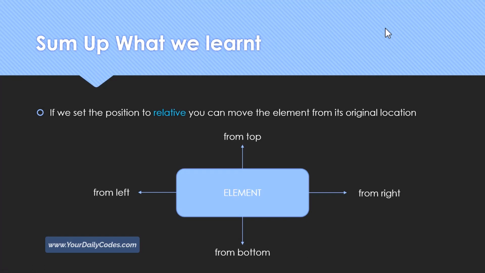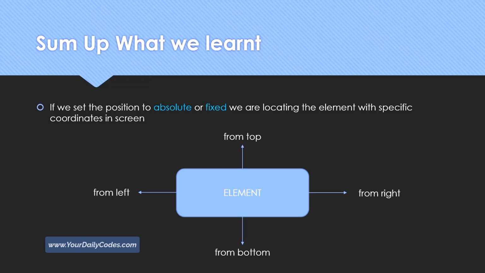If we sum up what we learned in this session, the first thing we realize is that with position relative, when we say top 20 pixel, it's almost like margin top 20 pixel. We are just moving the relative element compared to its original position.